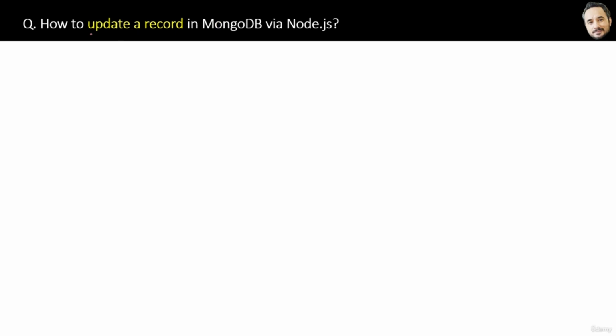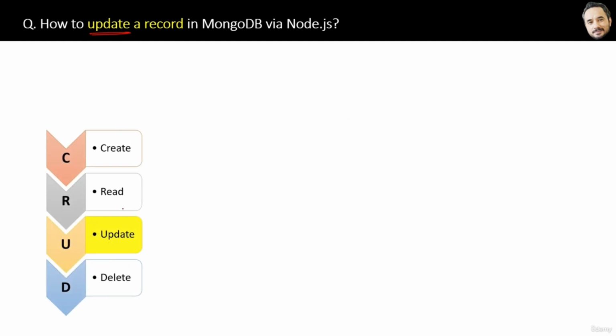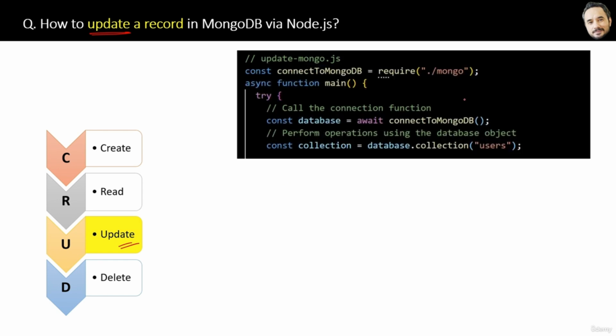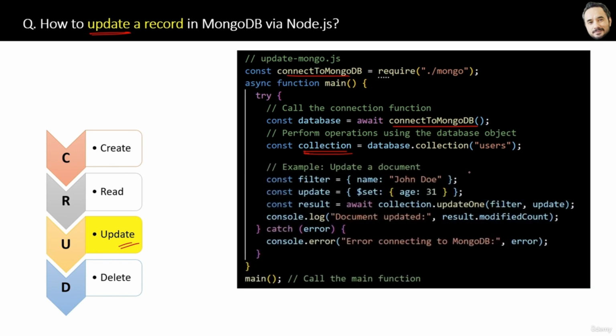How to update a record in MongoDB via Node.js. This is the third CRUD operation, and again the first few steps are very similar to the create and read operations. See, here we are calling the connect MongoDB function of the mongo.js file to connect to the MongoDB server. Then we are getting the collection. Now to update an existing document or record in this collection, we will use this code. Here we are calling this update one method to update.